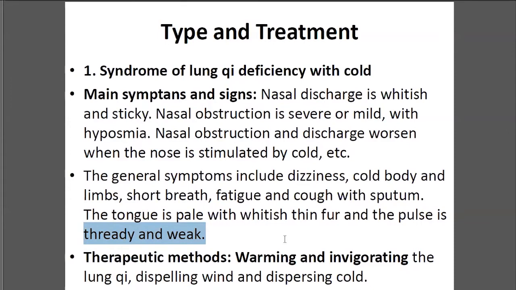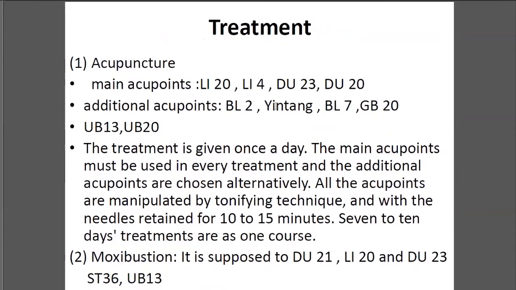So we say warming and tonifying lung qi, dispersing wind and dispersing cold. For this one, certainly we still can use moxa. We use some points, local points and distal points, and we also can use more points to tonify, and moxa. I still like to go to distal points. I don't like to go to local points that much, but truly some people like the local points. So that's this pattern.